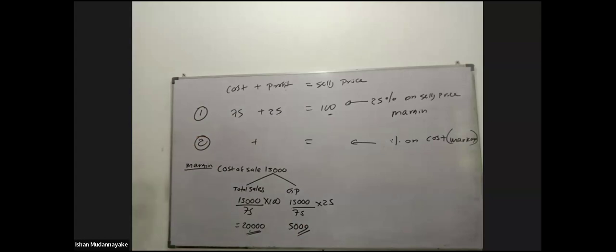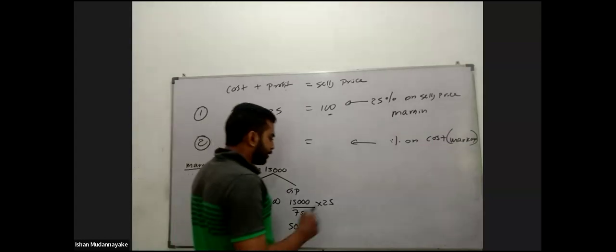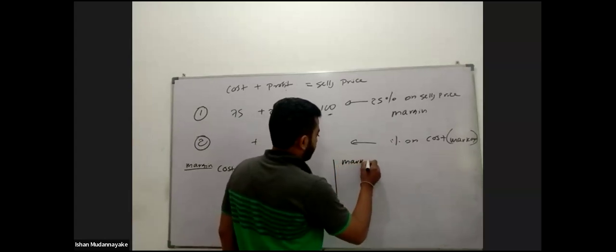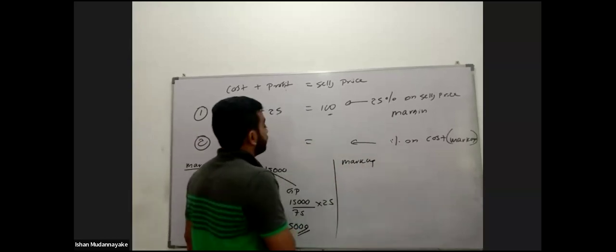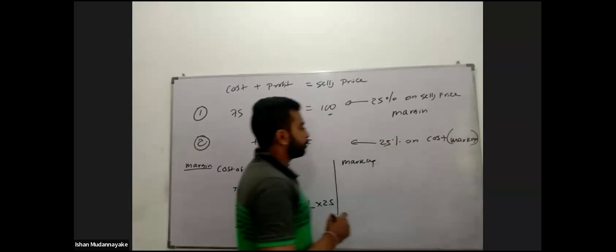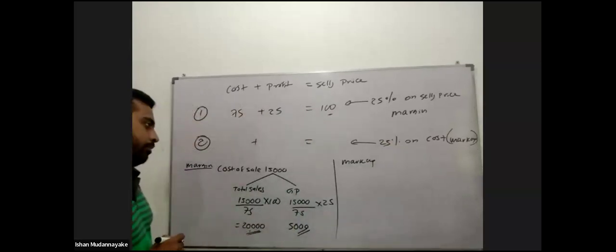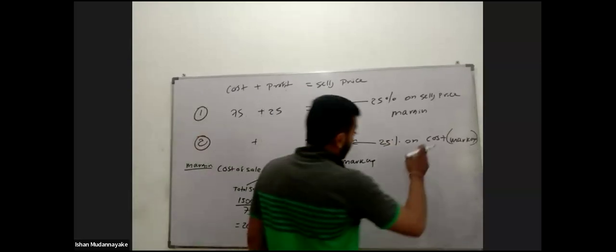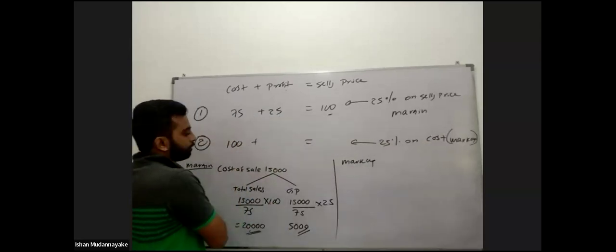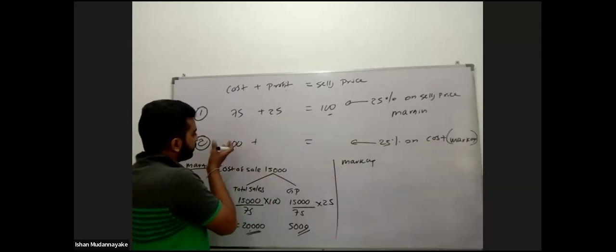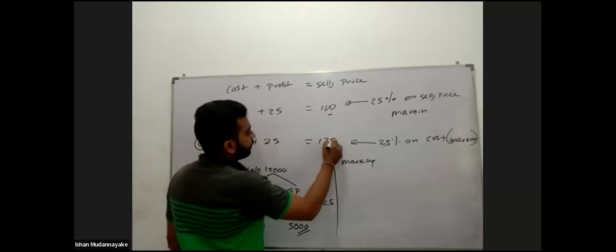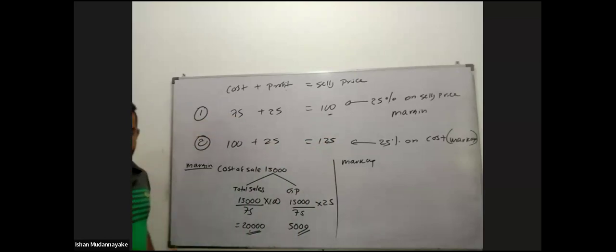Now the business organization uses a markup of 25% on cost. On cost, cost is 100, profit is 25, and selling price is 125.